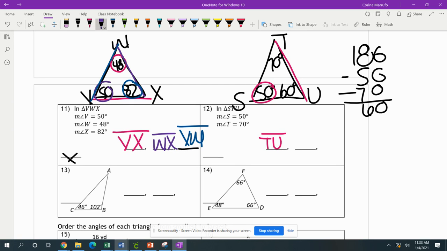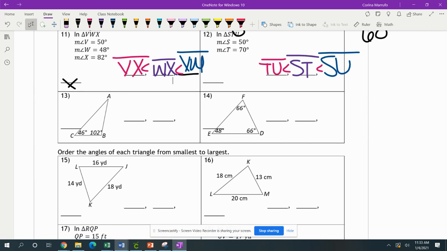Then the next one is 60. So the side across angle U is ST. And then the biggest angle is going to be 70 degrees. So the side across the 70 degrees is SU. Okay. I forgot to put the less than signs here. Less than, because we're going from smallest to biggest.